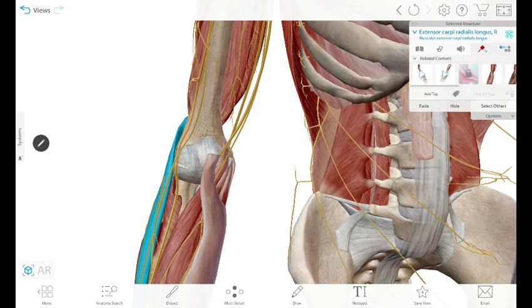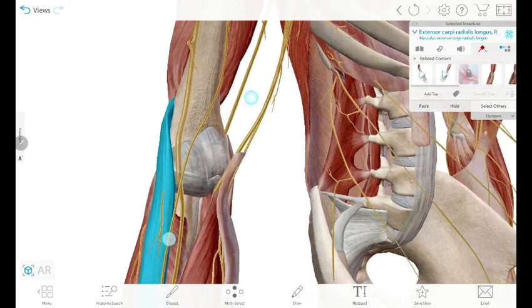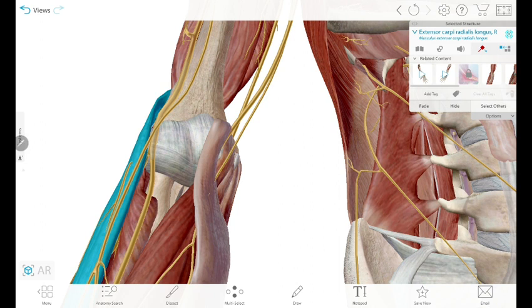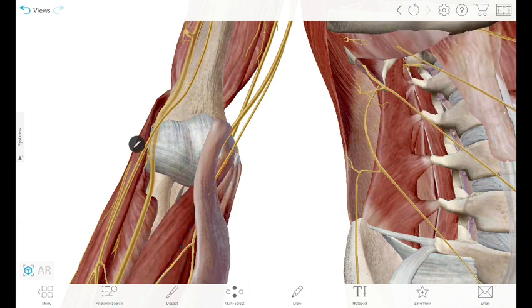Then this radial nerve comes to lie in the cubital fossa. So this over here is the cubital fossa, and we know the boundaries of the cubital fossa: the medial boundary is formed by the pronator teres muscle. The lateral boundary is formed by the brachioradialis, which has been removed, and the roof is formed by an imaginary line joining the medial and lateral epicondyle. And we can see that the radial nerve is coming and dividing into one superficial branch.